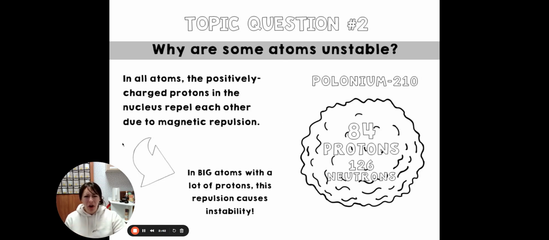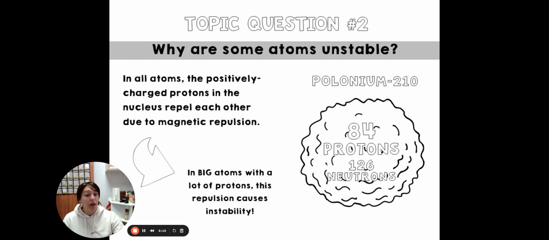So what atoms are unstable? I mentioned that there was that perfect ratio of protons to neutrons, but let's figure out more. So in all atoms, the positively charged protons in the nucleus repel each other. And we've looked at that before due to magnetic repulsion. Another way we said that in class was that positives repel and opposites attract. So in really big atoms with lots of protons, this repulsion causes instability.